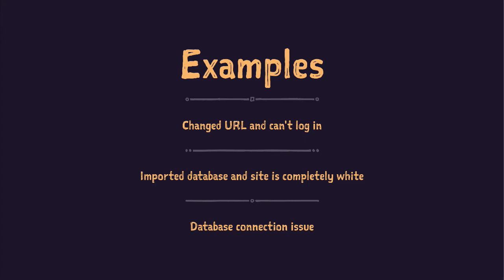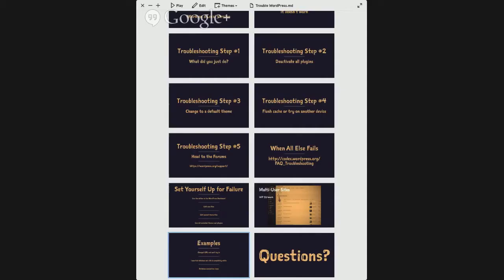A couple examples that we're going to work through now: we're going to look at changing the URL and not being able to log in. We're going to look at maybe an imported database and a site that is completely white, which is a rare issue, a database connection issue. We'll also take a look at what it looks like when a plugin is updated or has some sort of error. And another one is what happens if we edit files directly in the WordPress editor. I'll probably do more if I remember, or less if I forget. So with that, let's take a break here and let me change what screen I'm showing you.